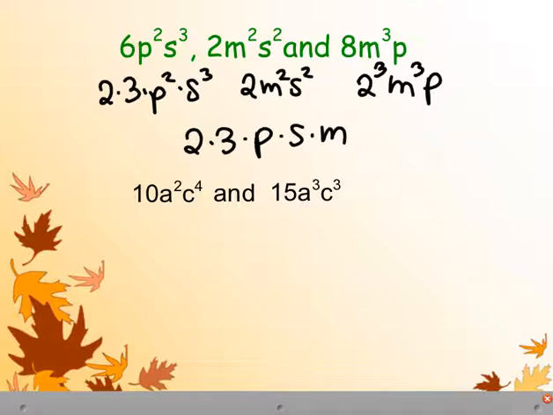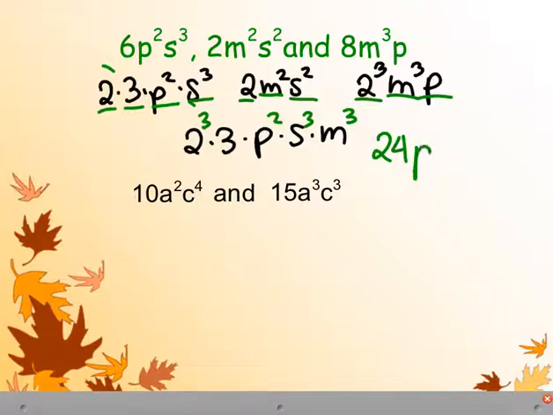Well, for the 2's, I have a 2 here, here, and here. So the biggest one is cubed, so I take the cubed. And the 3's, I just have one 3 here, so I'm going to leave it as 3 to the first power. The p's, I am looking at this one and this one, so p squared and p, so I take the squared. S to the third and s squared, well, s to the third is bigger. And then m squared and m to the third, m to the third is bigger. So we end up seeing that we're going to get 24 p squared, s to the third, m to the third.